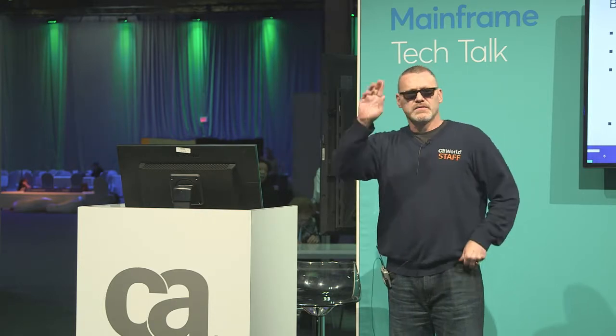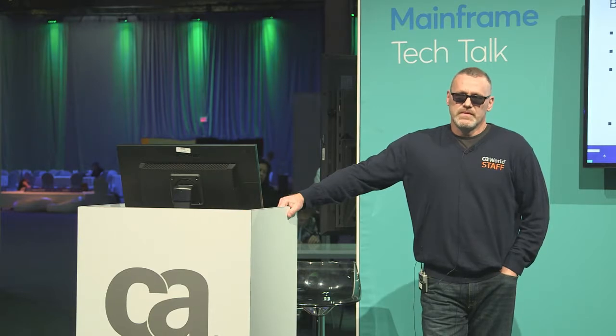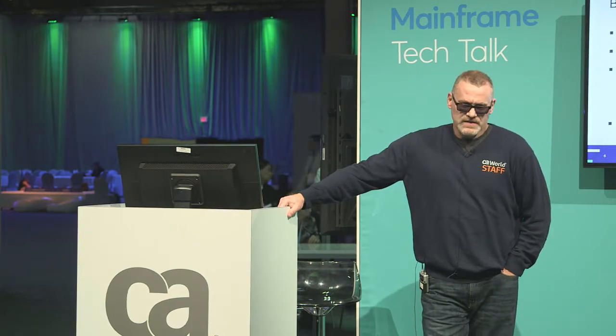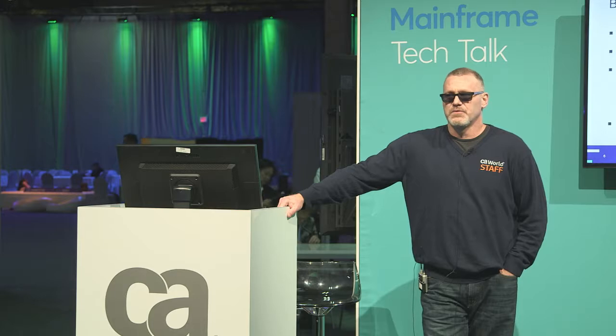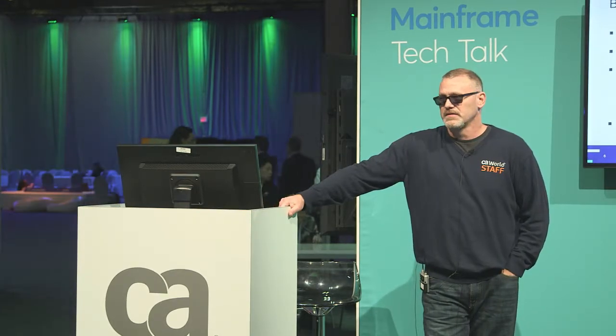So the number one audit finding, what do you guys think that is for failed audits? The most common mainframe failed audit finding.